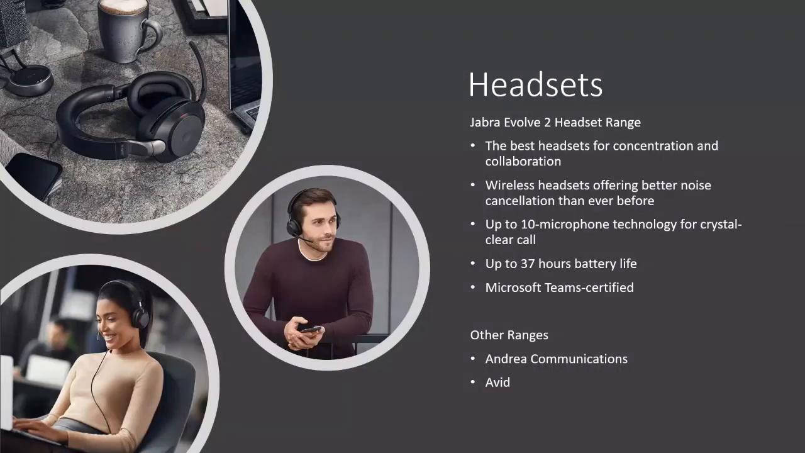Perfect. So yeah, we see the Jabra Evolve 2 as the best in class when it comes to headset ranges. As I've highlighted on the first slide there, its greatest quality is how it can help us concentrate and collaborate. As I previously mentioned, due to the unusual circumstances we see ourselves in at the moment, I'm sure it's been difficult to create that working or learning environment at home, either with hyperactive children running around or competing with family members for that quiet space. Well, this can be a thing of the past, as the range has better noise cancellation than ever before.